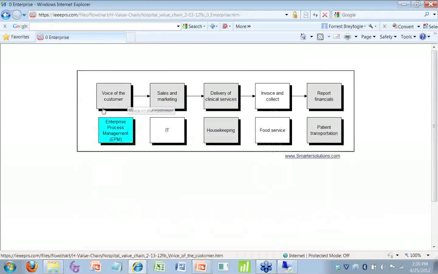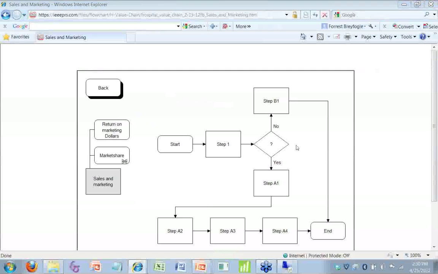Okay, so we're up the value chain again. So let's look at sales and marketing. Again, this is sales and marketing, it's got our process over here, and we can have drill downs in the process to get into all the procedures and documents and that sort of thing.